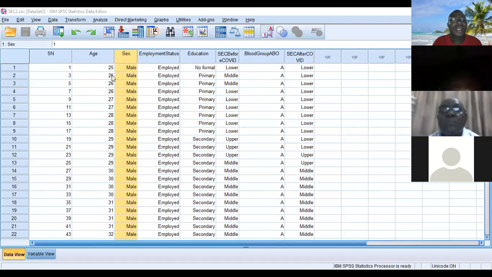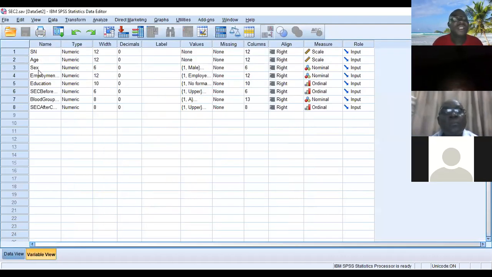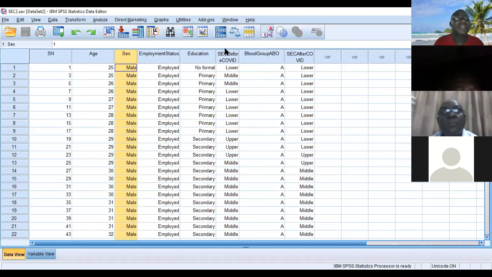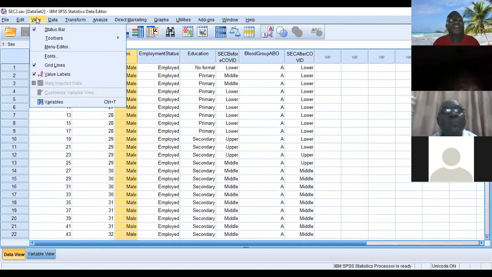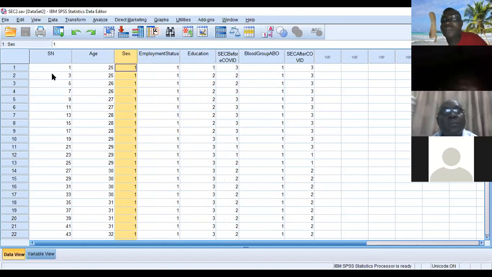So what you did, Dr. Balogun, go to View. Okay, go back to that data window. There's a View at the top left corner. The third icon, click on it. Go and click on that value label, because it's you that wants to click. The labeling you want to click on.